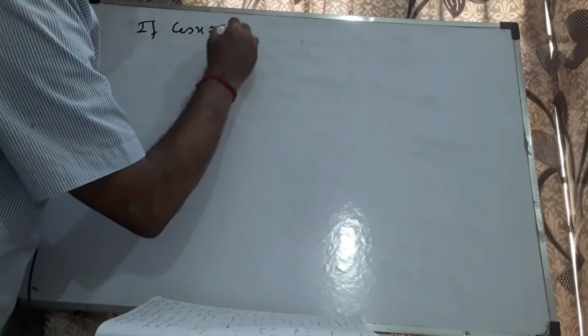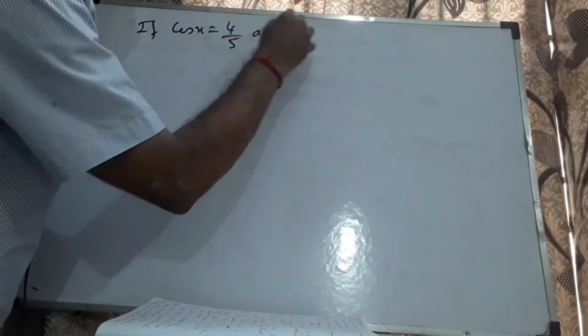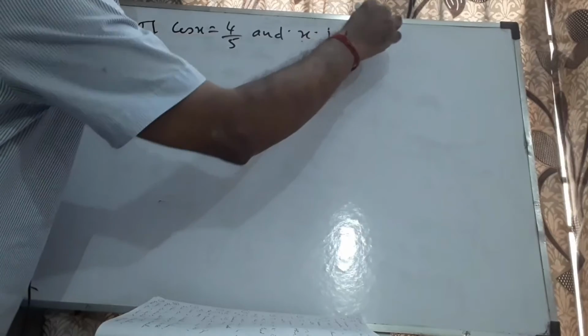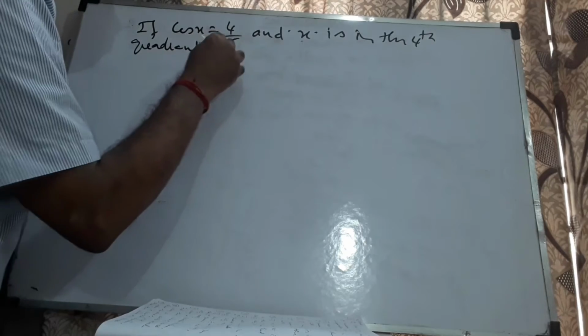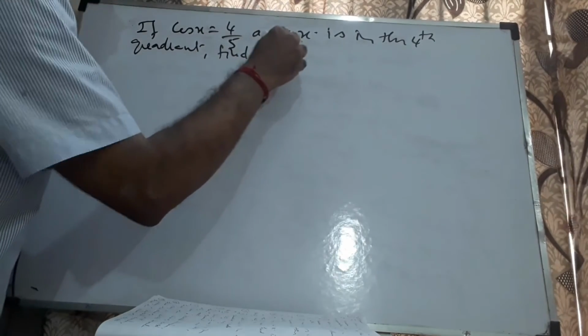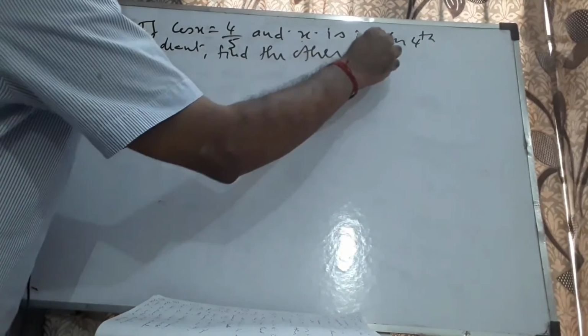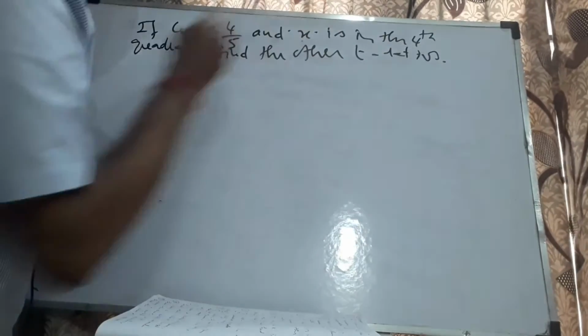The second problem goes like this. If cos x is equal to 4 by 5 and x is in the fourth quadrant, find the other trigonometric ratios.